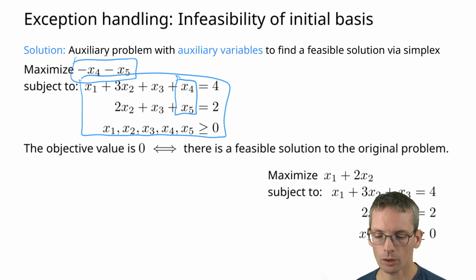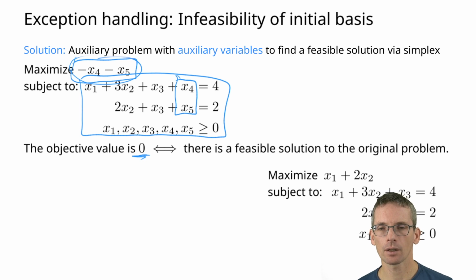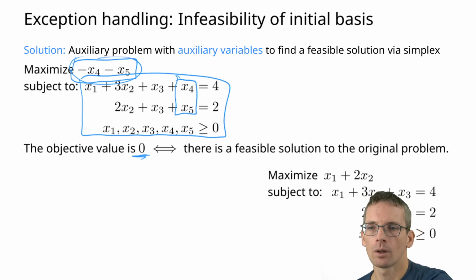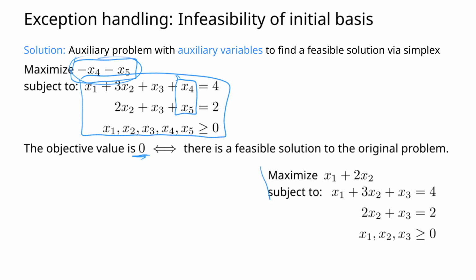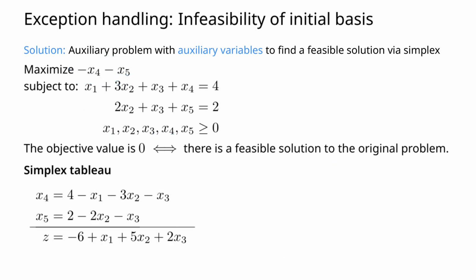If we manage to maximize this in a way that it becomes 0, then this is equivalent to our initial program. We have it here, that this actually has a feasible solution. But not only do we get this equivalence, but by solving the linear program up here, we will get such a feasible solution, which we can then use to solve our actual linear program. So let's try this by example here.